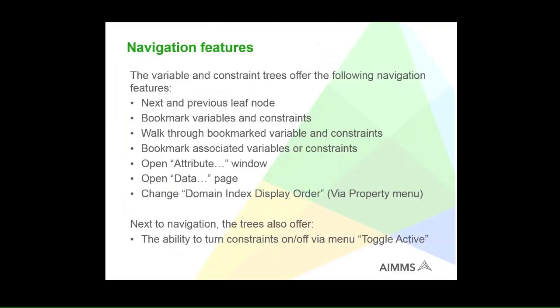So I want to do a quick review of what we just saw. We saw some of the navigation features that will allow you to navigate to the tree, the next and the previous leaf node, the buttons to say, okay, can we go to the next or the previous leaf node in the tree, an actual variable, an extra constraint, how to bookmark a variable and a constraint, how to walk through those, look at associated variables, associated constraints, the AIMMS attribute window, the data page to look at the data in the model, and the change domain index display order. I didn't show that, but I will show that in a bit.